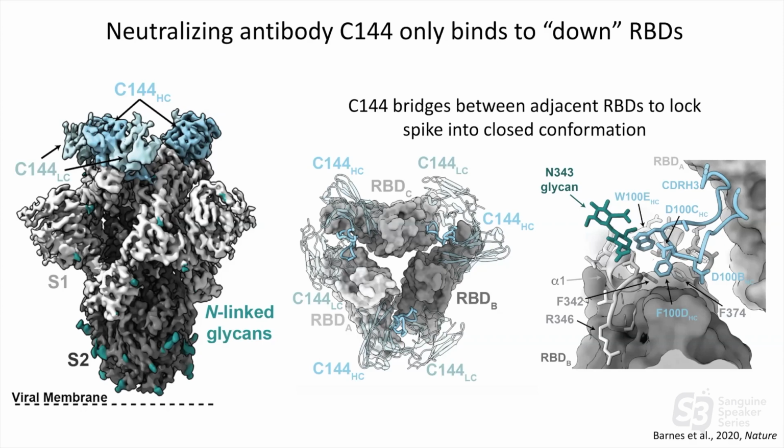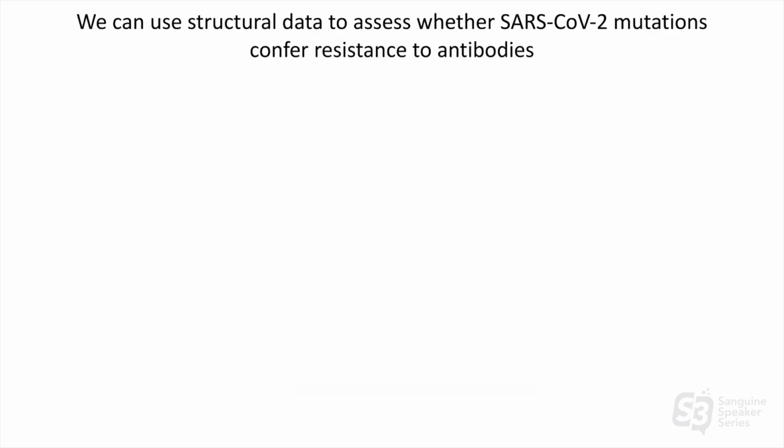And on the right, you're seeing the details of that. There are 2 adjacent hydrophobic residues, phenylalanine 100D, followed by tryptophan 100E, and those interact with hydrophobic residues on the RBD, phenylalanine 342, phenylalanine 374, and so on. So this was a very interesting neutralization mechanism. So I just want to point out that we can use this type of structural data to assess whether the SARS-CoV-2 mutations confer resistance to antibodies.